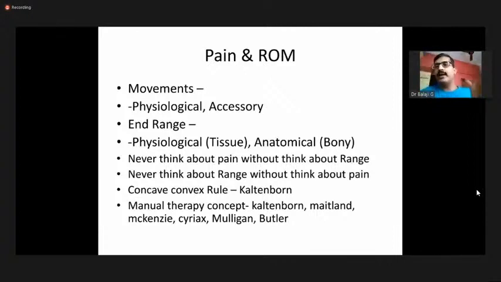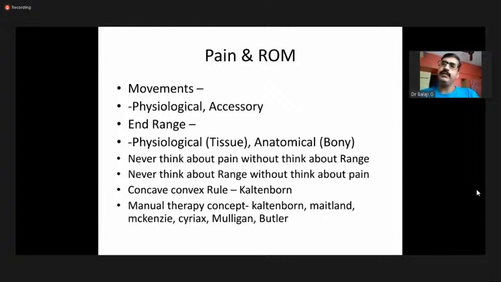We have to think about all the structures. If you want to regain the complete range of motion, what are the structures there? All the structures have to get proper full elasticity, and you should get a full elastic range. Then the range will be complete. So David Butler is the one who told that even the peripheral nerve can limit the range of motion.